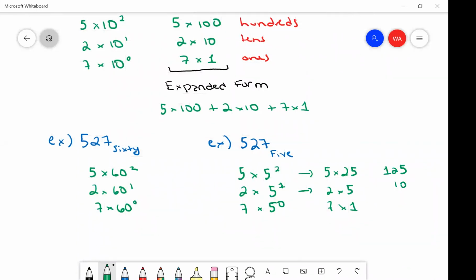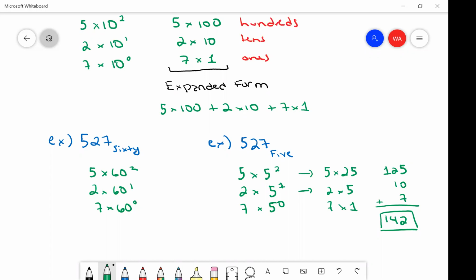2 times 5 is 10. And then 7. If I add that all up, and we're going to talk about adding in the next section, but if you use the calculator, that's fine. So 135 plus 7 is 142. So in our number system, 527 base 5 is worth 142. That's how we look at the base 5 number system versus our number system. So there we have it set up in different number systems.